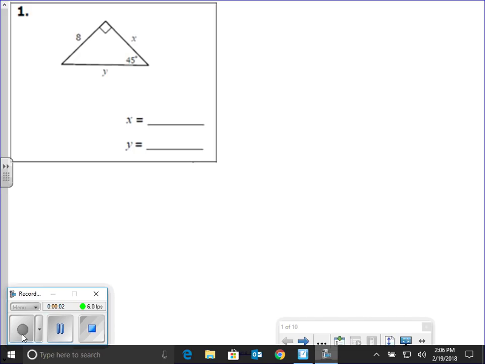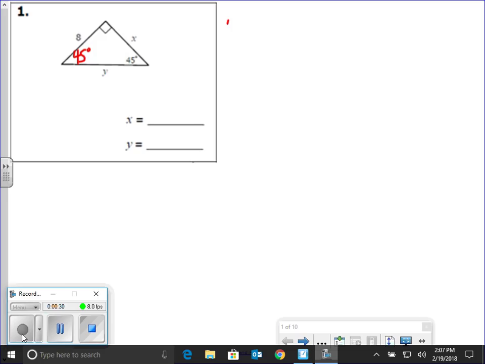All right, so we're going to go through a couple of the special right triangle problems and how I want you to set them up. For question 1, we can tell from this triangle that we're looking at a 45, 45, 90 because we can find the third angle here. So we're going to use a tic-tac-toe method to help us set it up so we know which values we have and which values we're looking for.